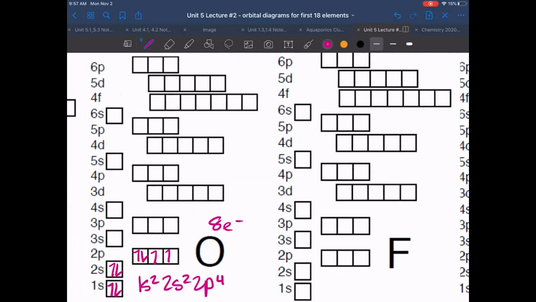Fluorine, 9 electrons. So we start with 1, 2, 3, 4, 5, 6, 7, 8, 9. Oops, that doesn't look very good. 1s2, 2s2, 2p5.